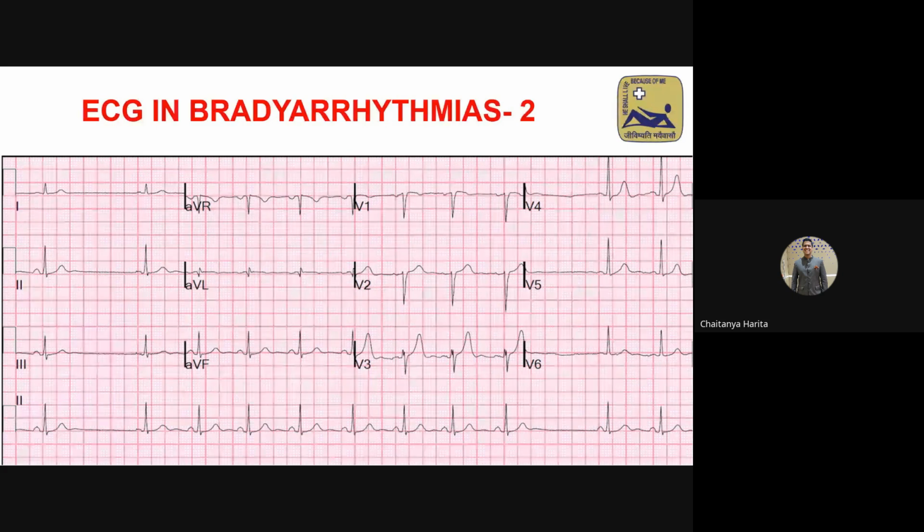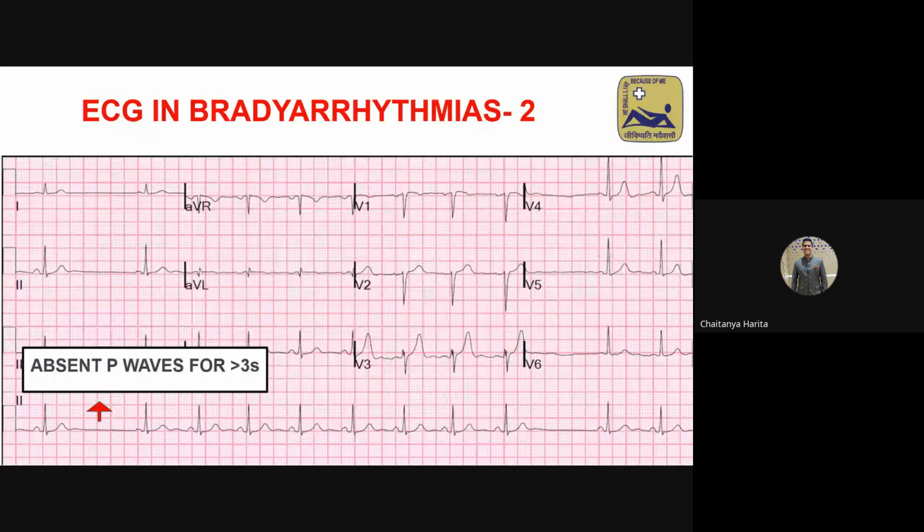This is the second most common arrhythmia that you will see, where you don't see a P wave for 3 seconds. If you calculate 1, 2, 3, for 8 boxes almost, you are not seeing a P wave. So whenever you get absent P waves for more than 3 seconds, it's called sinus arrest. This is called sinus arrest. It's the second most common bradyarrhythmia seen after sinus bradycardia.